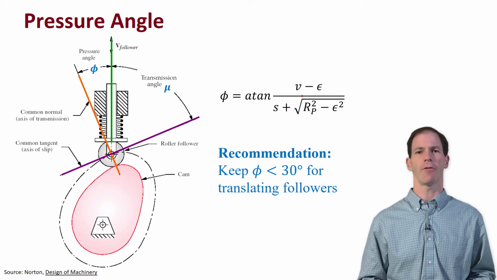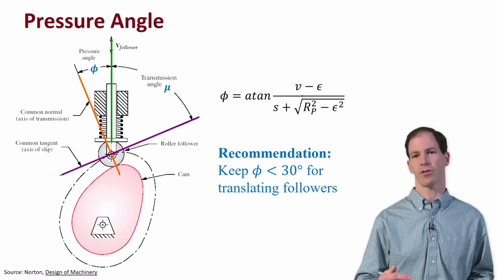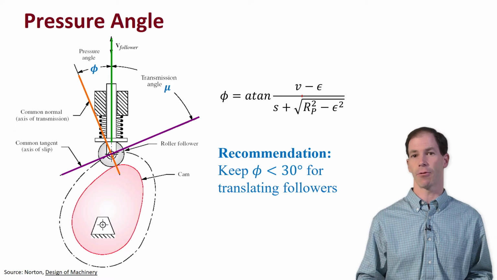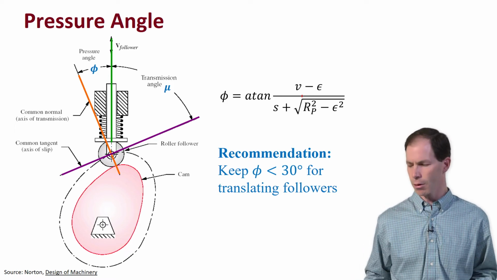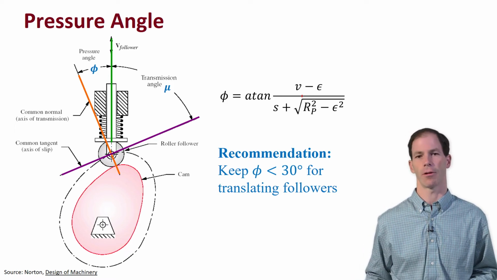Same idea. Now, if we have an oscillating follower, we can push this up above 30 degrees, maybe 35 or 40 would also be acceptable. So we have to pay attention to this pressure angle.